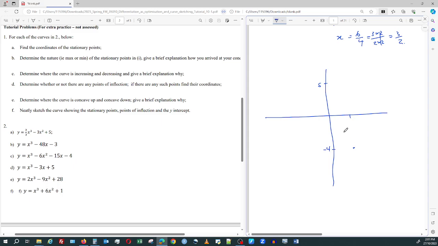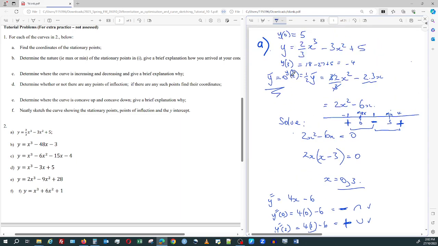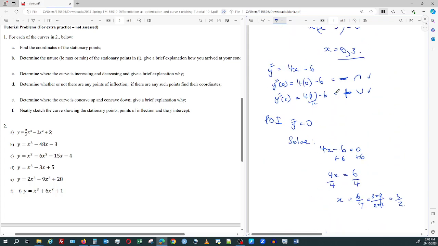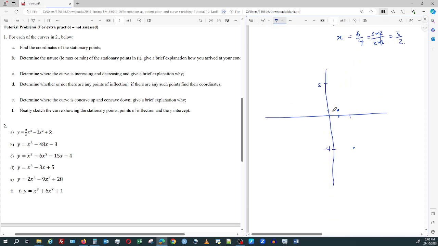And the other parts were, 1.5 gave us a half. So that was our point of inflection. We worked out that 0, 5 is a max, because the 0 is a max. So that's our max. And 3, minus 4 was this one. So what we're going to do is pass that up.